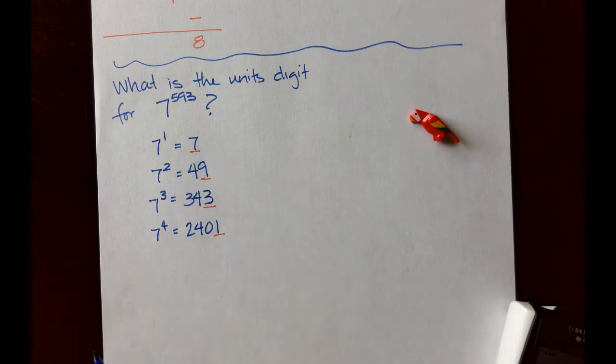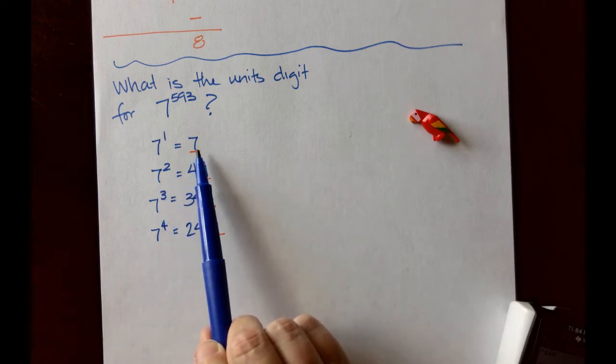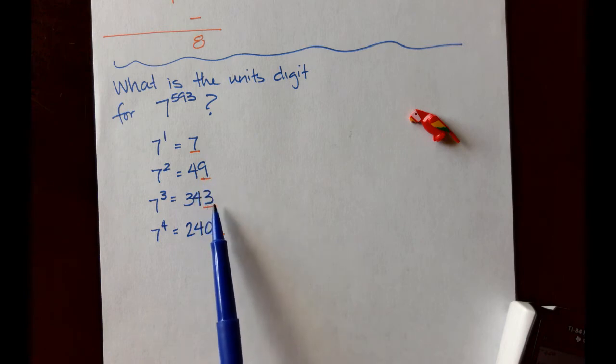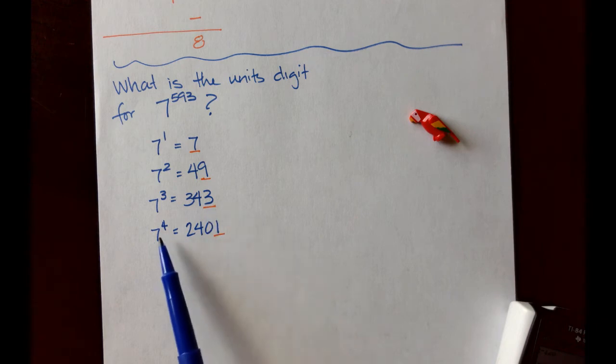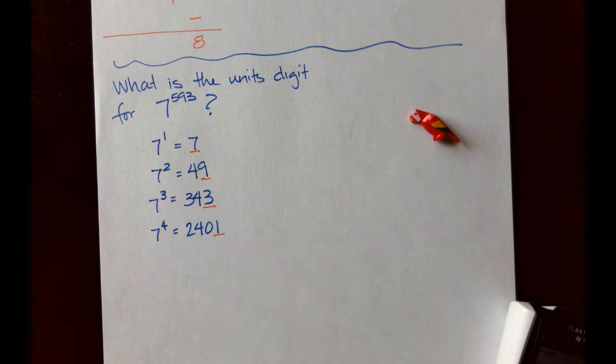We knew 7 to the 1 was 7. To get 7 to the 2, we would take this answer and multiply by 7. So we got 49. To get 7 to the 3rd, you take the previous answer and multiply by 7. Note that 7 times 9 would be 63. That's where this 3 for the units digit comes from. To multiply by 7 again for 7 to the 4th, this units digit of 3 gets multiplied by 7. That would give us 21, indicating that our units digit should be 1 for the next answer.